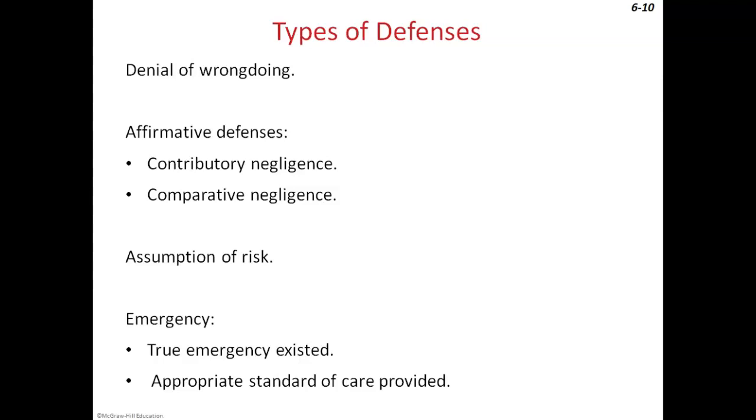And the last affirmative defense is emergency. In order to claim emergency, the doctor or physician would need to prove that a true emergency existed and was not caused by the defendant. They also would have to prove that the appropriate standard of care was met given the emergency situation. So they need to prove that they helped and didn't hinder in the situation. This is also known as the Good Samaritan Act.